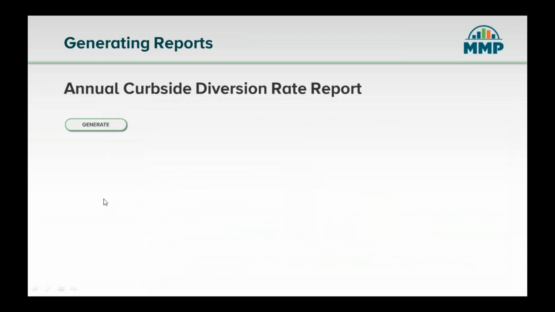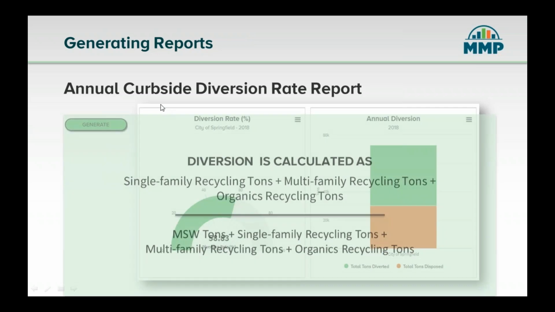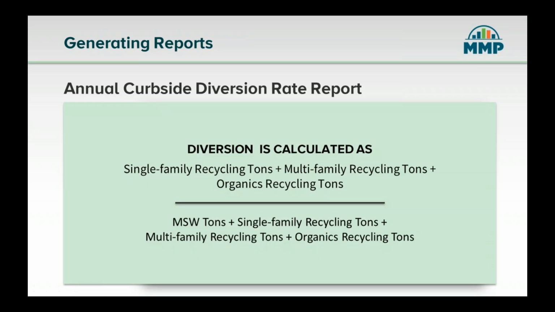You'll also gain access to the annual curbside diversion rate report. And so this is going to display your municipality's diversion rate alongside the total tons diverted and total tons disposed via your curbside programs. The report calculates diversion as curbside recycling plus the multifamily recycling if you have it, organics collection if you have it, divided by all the curbside tonnage, including your MSW. And so if you don't have these particular programs, don't worry, you can still generate this report and it's just going to say no data.